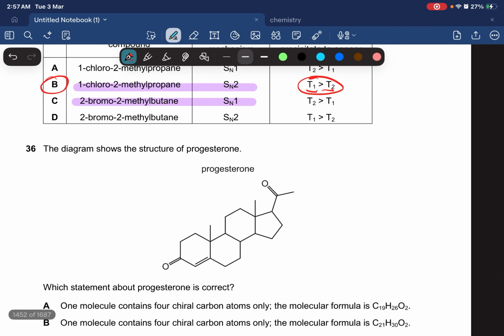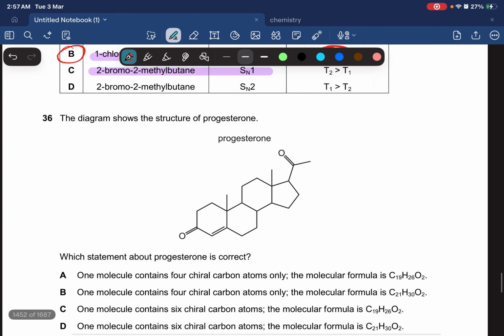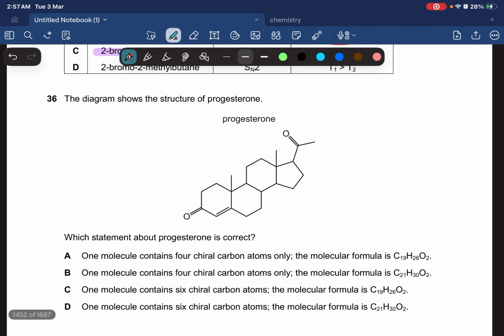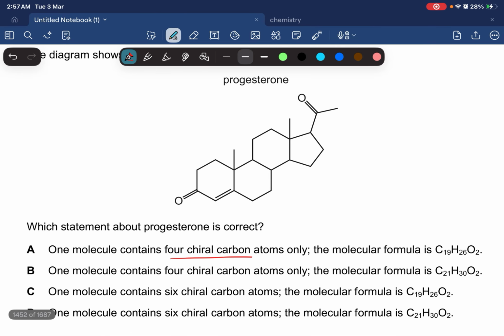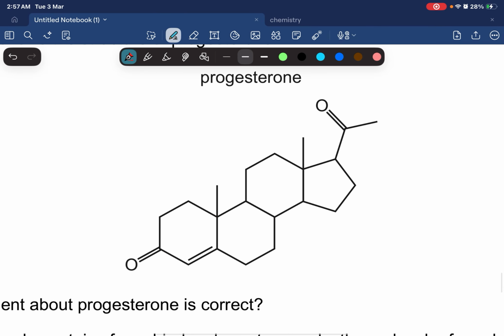The diagram shows the structure of progesterone. Which statement about progesterone is correct? Okay, so one molecule contains 4 chiral carbon atoms only. Let's calculate the chiral carbons. 1 chiral, 2 chiral, 3 chiral, 4 chiral, 5, 6. Do we have any more? Let me check. 1, 2, 3, 4, 5, 6. I could just figure out 6.